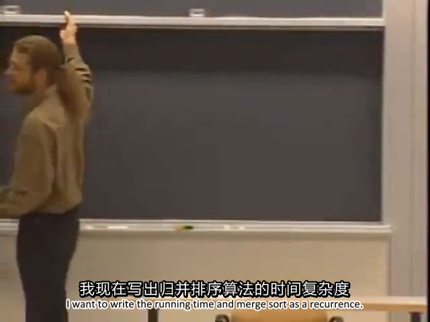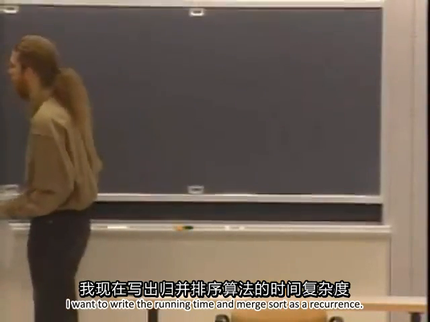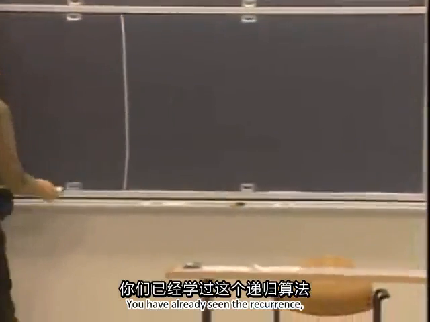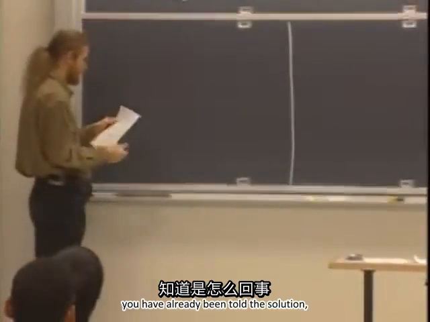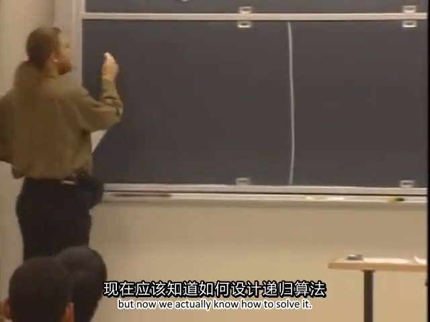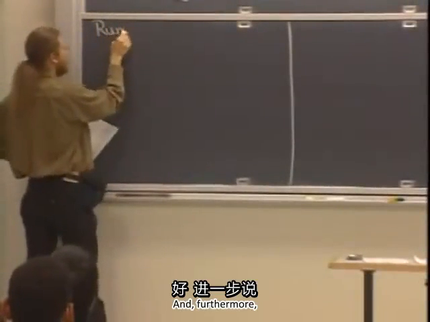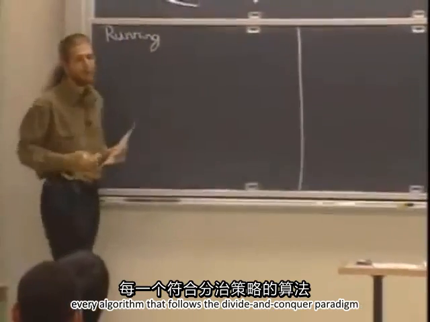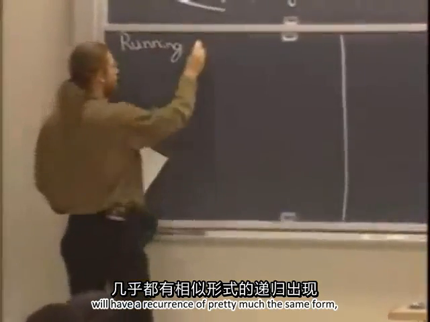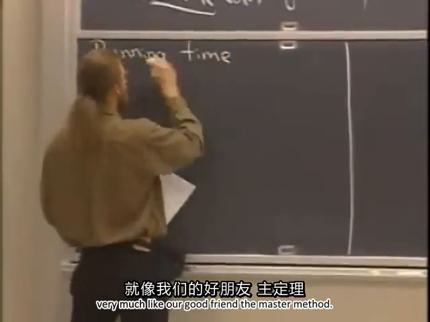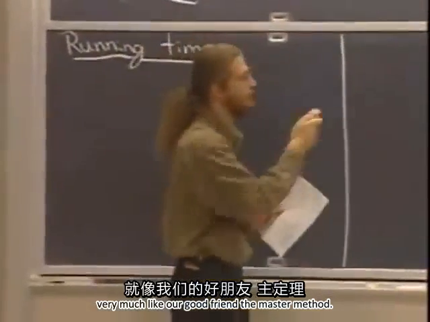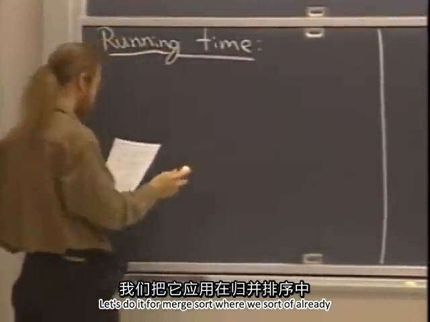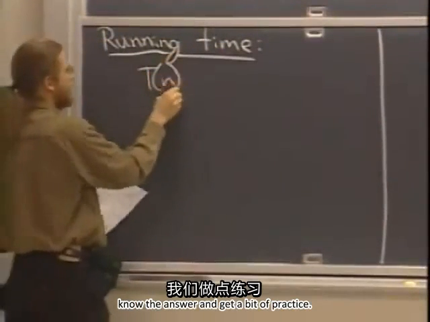I want to write the running time of merge sort as a recurrence. You've already seen the recurrence. You've already been told the solution, but now we actually know how to solve it. And furthermore, every algorithm that follows the divide and conquer paradigm will have a recurrence of pretty much the same form, very much like our good friend, the master method. So let's do it for merge sort where we sort of already know the answer, get a bit of practice.